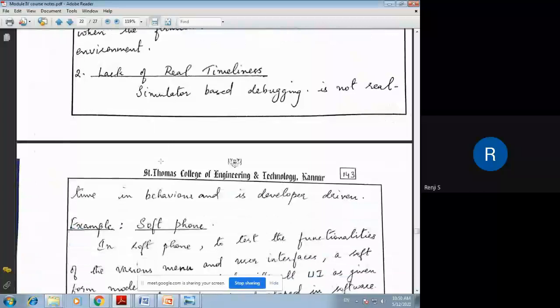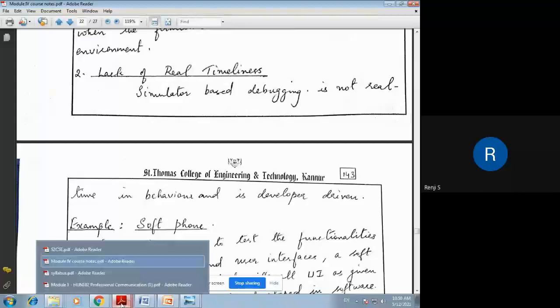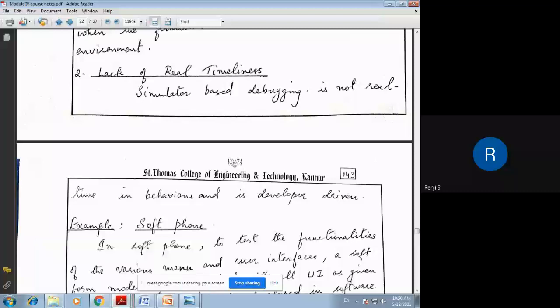Then second is lack of real timeliness. We said earlier, a simulator is only a tool, and you can just test your firmware using this tool, and it doesn't respond to real time. It is not operating in real time. So you can just input predefined values and test the system, and it will not accept real time inputs since it is a predefined software. So simulator-based debugging is not real-time in behavior, and it is only developer-driven. That is, the developer gives an input and he can test the output.